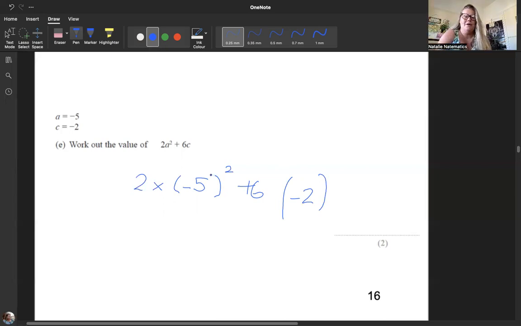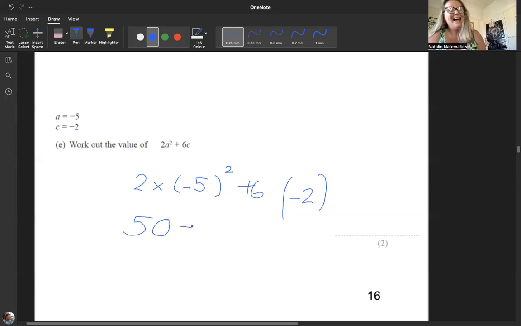So you've got brackets. Okay, well, I can't get rid of the brackets here, but actually the next thing is a power. So -5 squared, remember your calculator, 25. 2 times 25 is 50. So you've got a 50 there. And then we've got plus 6 times -12.